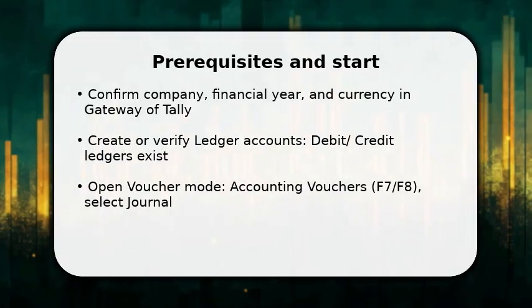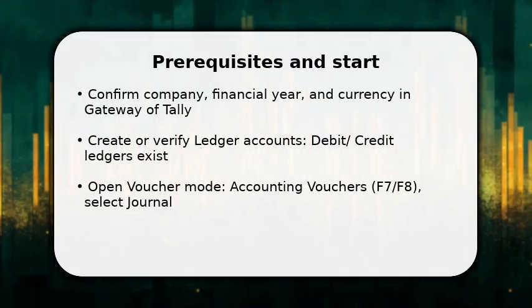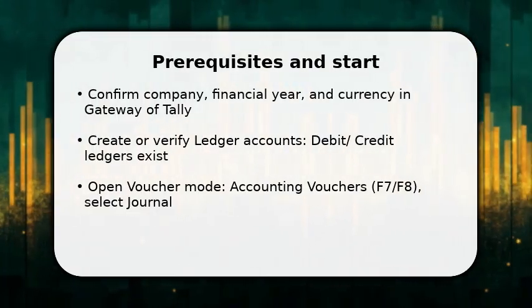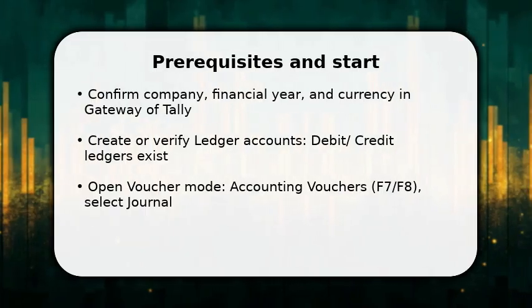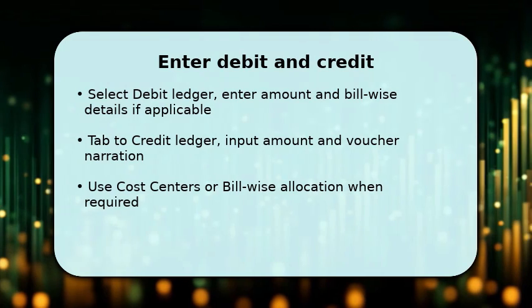Enter the voucher date first to ensure posting period accuracy. Once done, tab through reference and narration fields so your entry will be traceable. Narration helps audit trails and future searches. You now book the core entry.